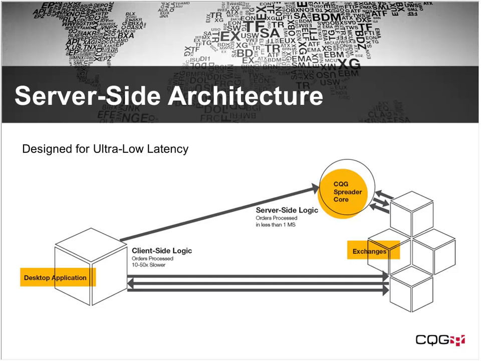A desktop application with client-side logic has to traverse through the exchanges, back to the desktop application to make a decision based on the information that the exchanges are presenting, and then react to that information from the desktop. This is a very good illustration of the difference with the CQG Spreader core, which takes your strategy and your working orders next to the exchange, co-located. Essentially, all of the heavy lifting is done server-side.